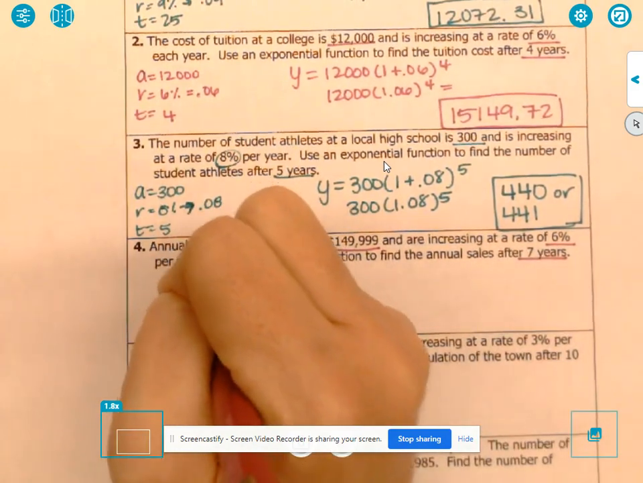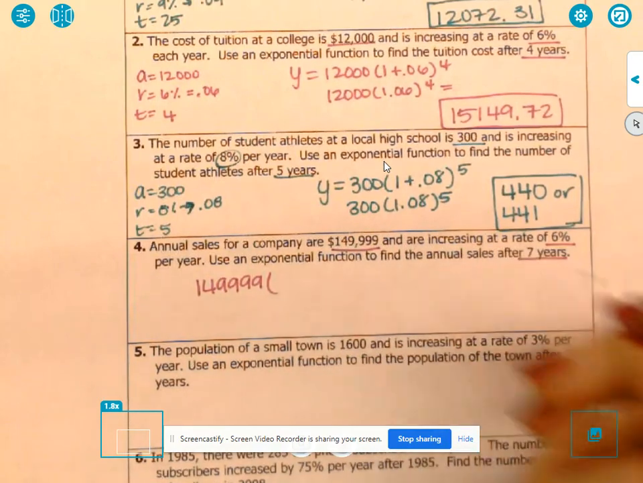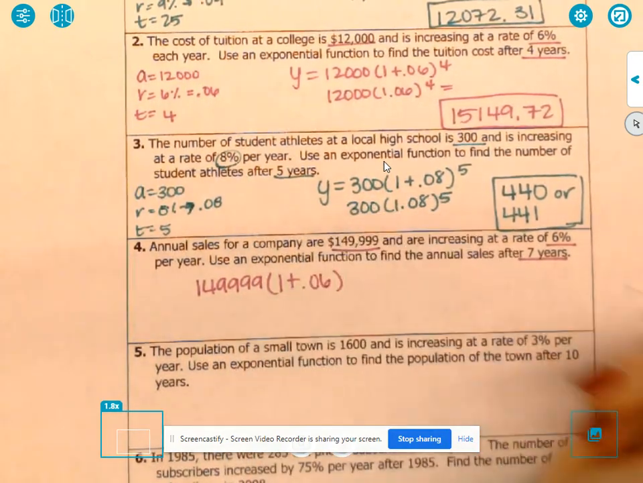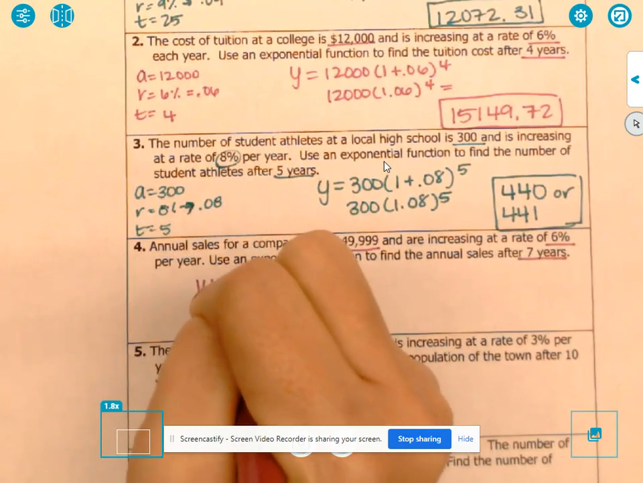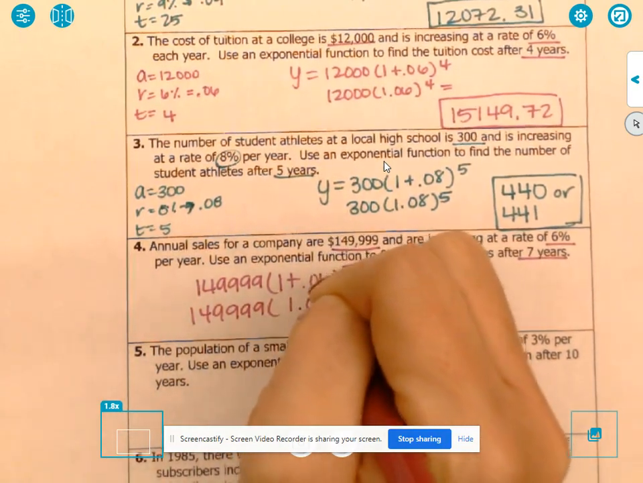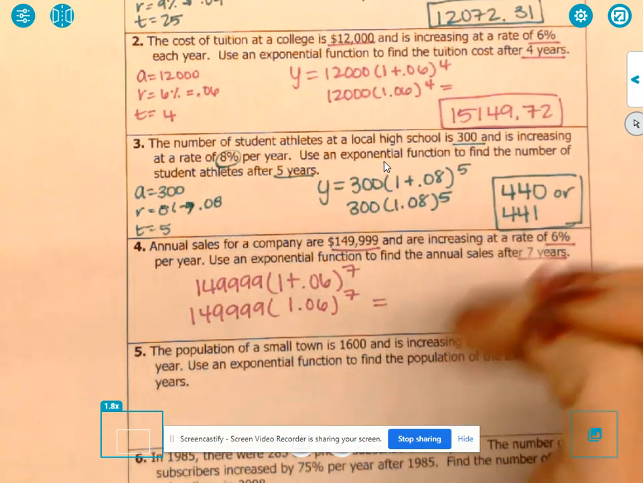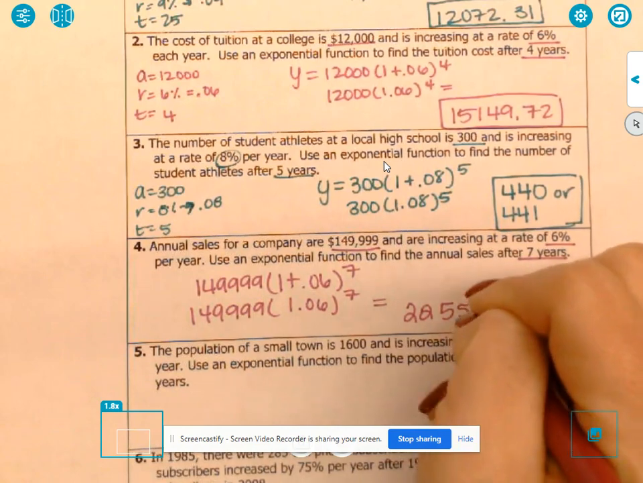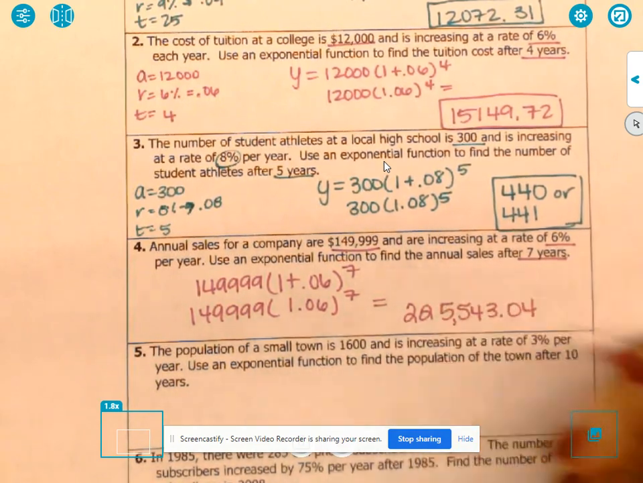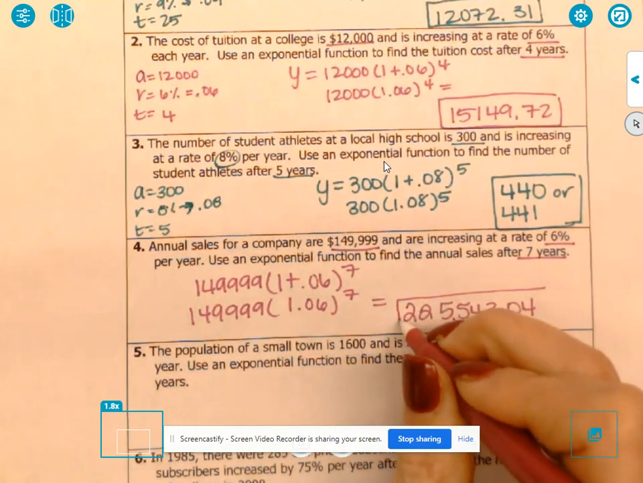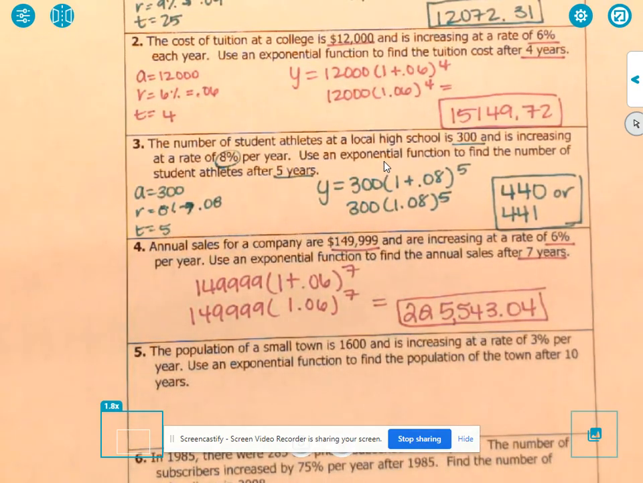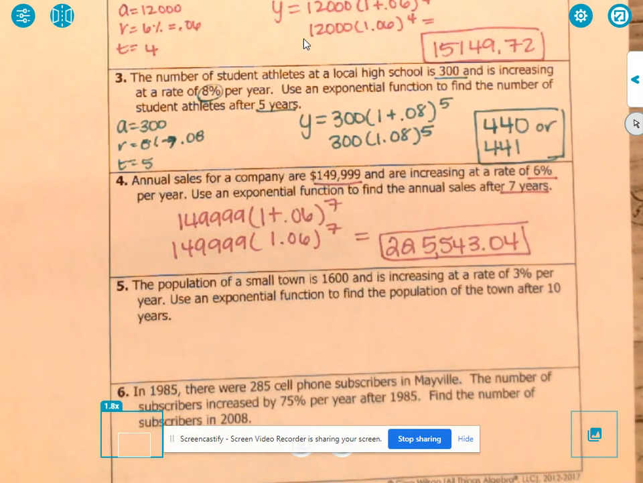All right, so number 4, same thing, y'all. It's just a process. Okay, so we're just going to start filling it in. So 149,999 is increasing, so that's going to be 1 plus 0.06 to the 7th. And again, I will always make sure you're familiar with combining those together. Okay, so this time again, we're talking about money. So we're going to plug that straight in. And I got $225,543.04. Okay.